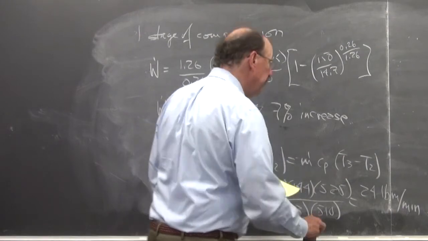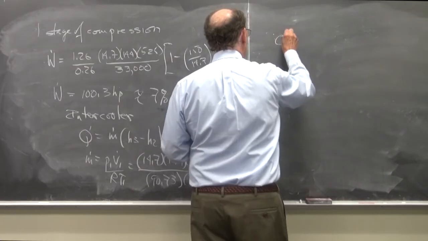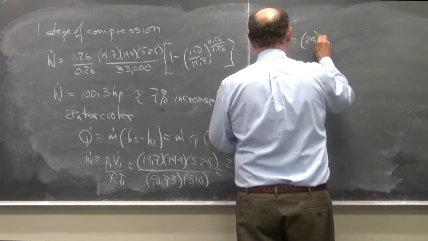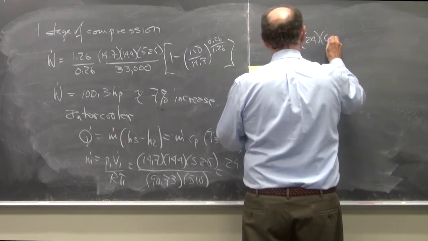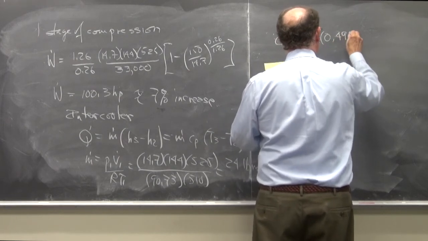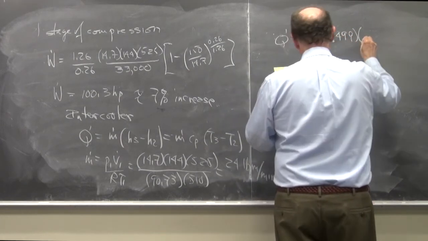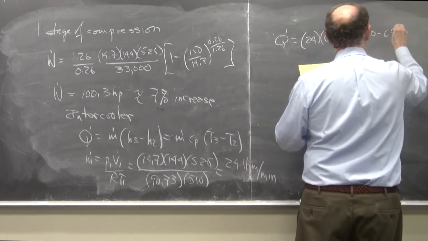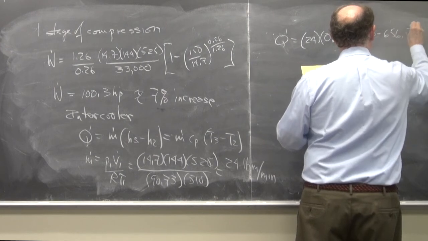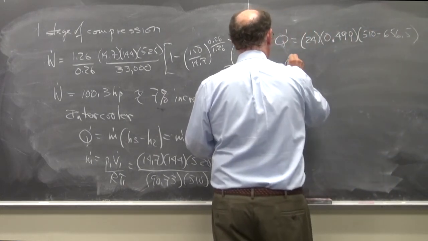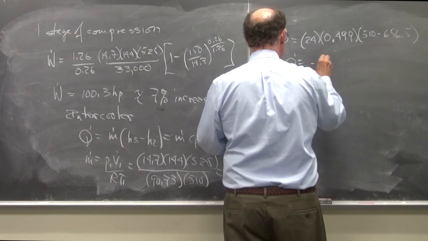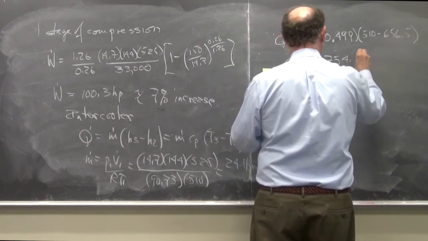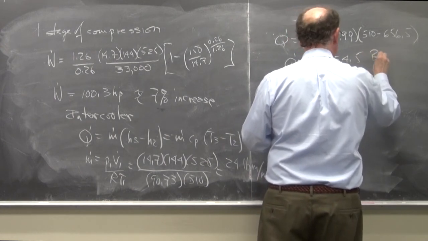And then I can solve for Q dot. So Q dot is equal to 24 times 0.499 times 510 minus 656.5. And so Q dot is equal to minus 1754.5 BTUs per minute.